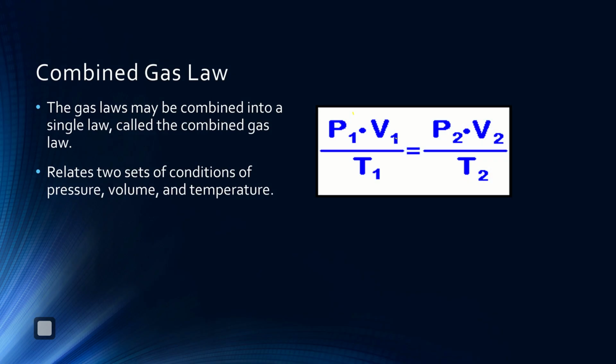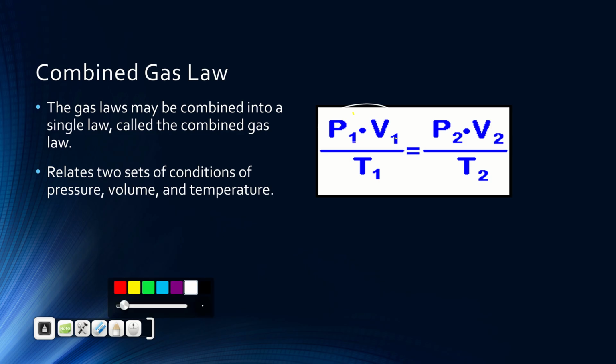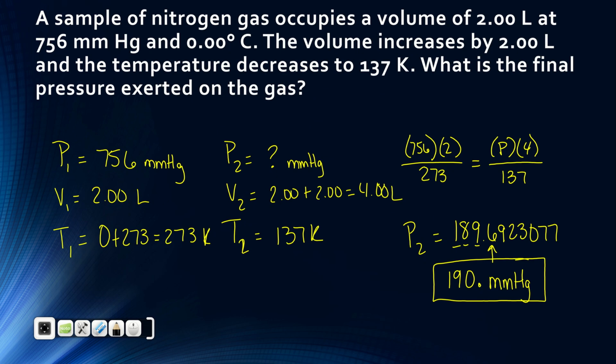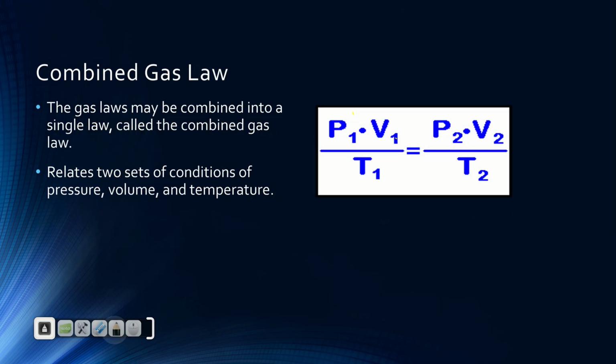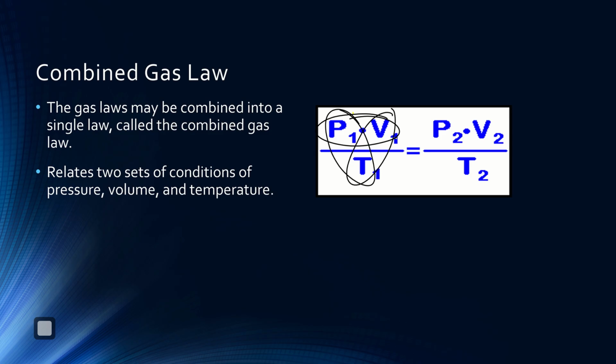So all we basically have here is the formula for it, okay? You can see PV over T equals PV over T. Again, you can kind of see all the different gas laws present. We got Boyle's, we got Gay-Lussac's with P over T, and we have Charles with V over T.